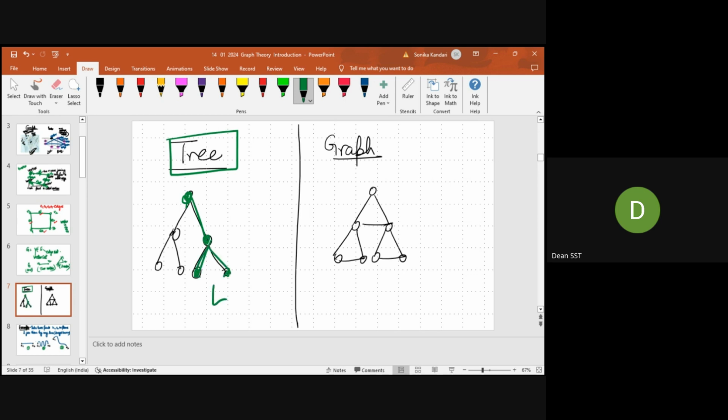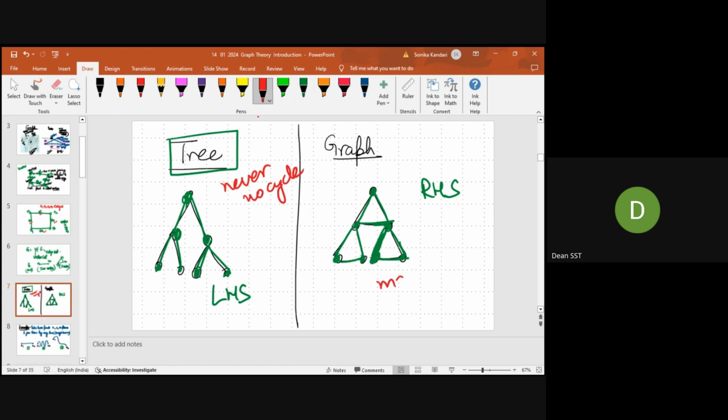On the left hand side, I have a tree. And on the right hand side, I have one graph. Fine. Can you differentiate between a tree and a graph? Yes, ma'am. A graph has a cycle, but a tree doesn't have a cycle. Tree never has a cycle. Never. No cycle.